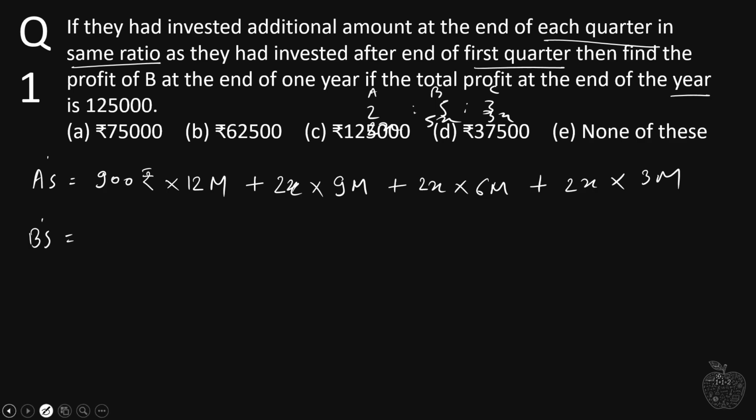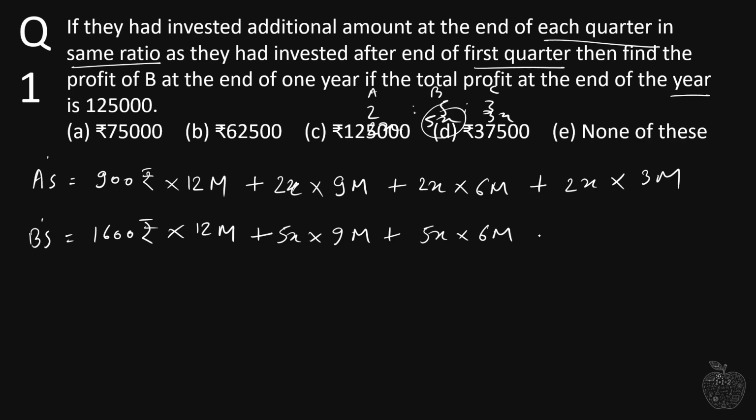So B invested 1600 rupees for the entirety of 12 months first. After the end of the first quarter, B invested 5x, so 5x is invested for 12 minus 3, 9 months. Again, after the end of the second quarter, B again invested 5x only, so 5x is invested for 6 months. And again, after the end of the third quarter, B again invested 5x for the remaining 3 months. Now this is the total investment of B here.